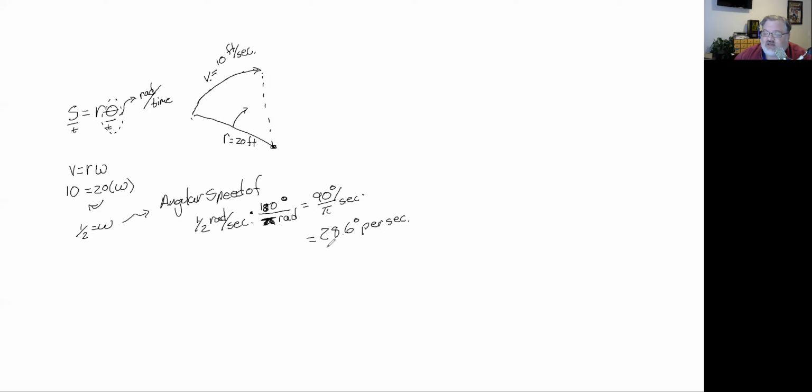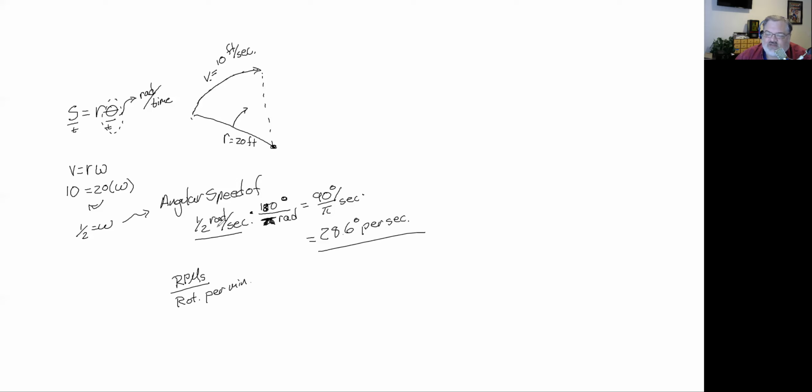If we didn't want to think in degrees per second or in radians per second, we often talk about things spinning in terms of RPMs. You've probably all heard about RPMs. RPMs stand for rotations per minute.